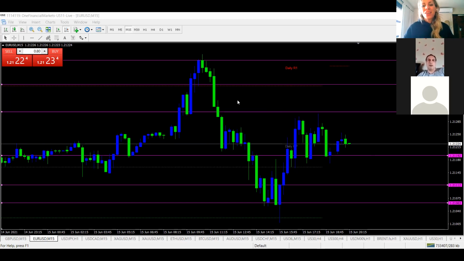And so this is US market hours, and they started to push the euro a little bit more. That was more equal between buyers and sellers. Buyers here.